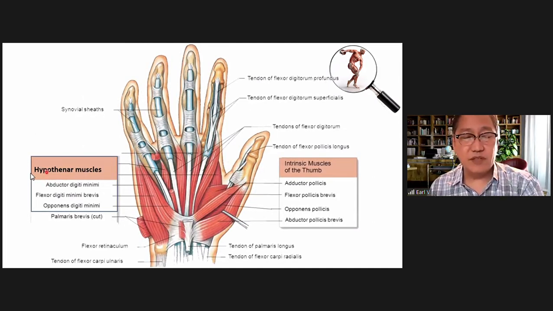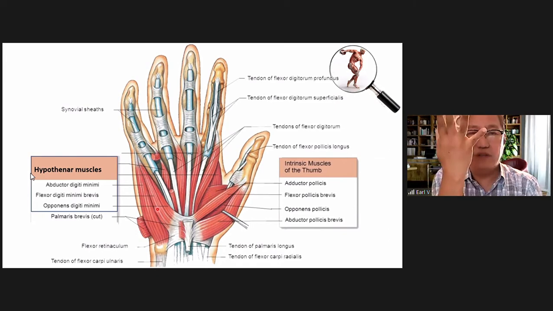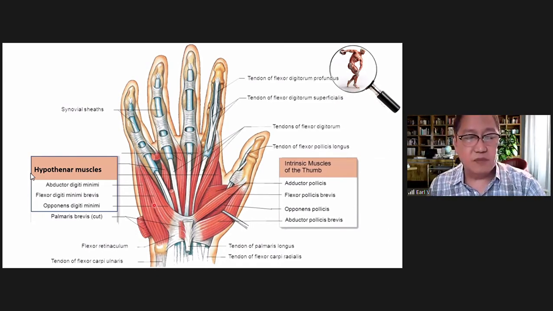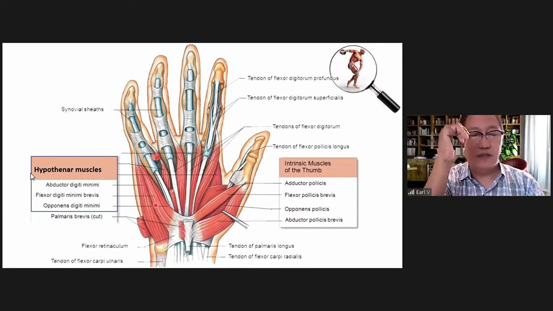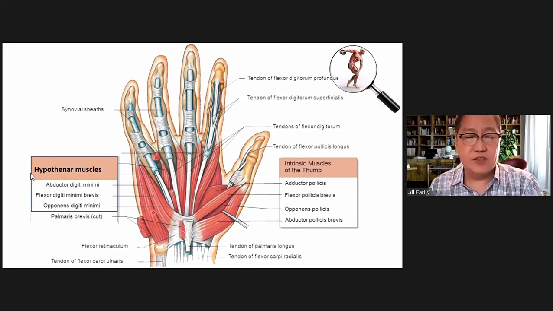So these are the hypothenar muscles: abductor digiti minimi, flexor digiti minimi brevis, opponens digiti minimi. Abductor, notice it's on the lateral side, because it is for spreading. This is lateral. That's abductor. Then flexor, for flexion. Opponens, to oppose, to act as an opposition together with the thumb, the thenar muscles.